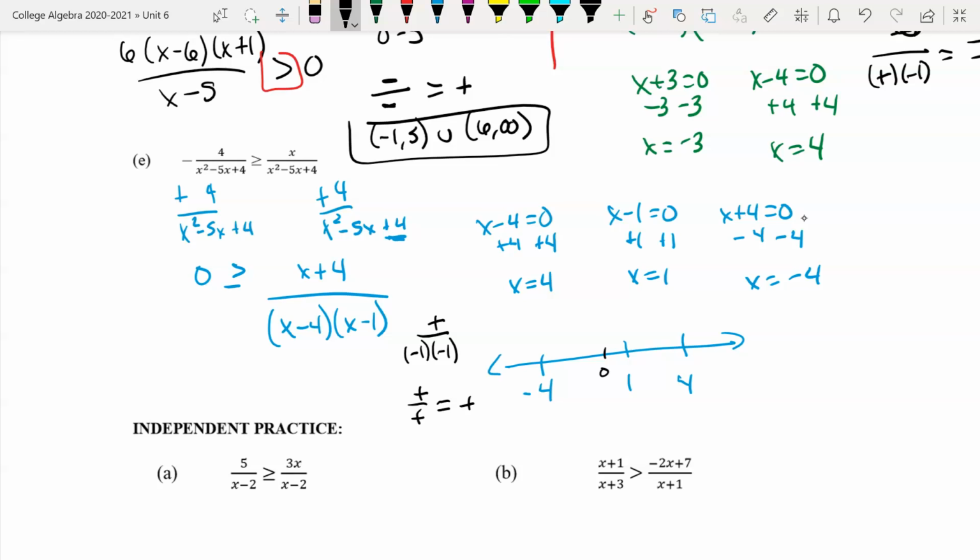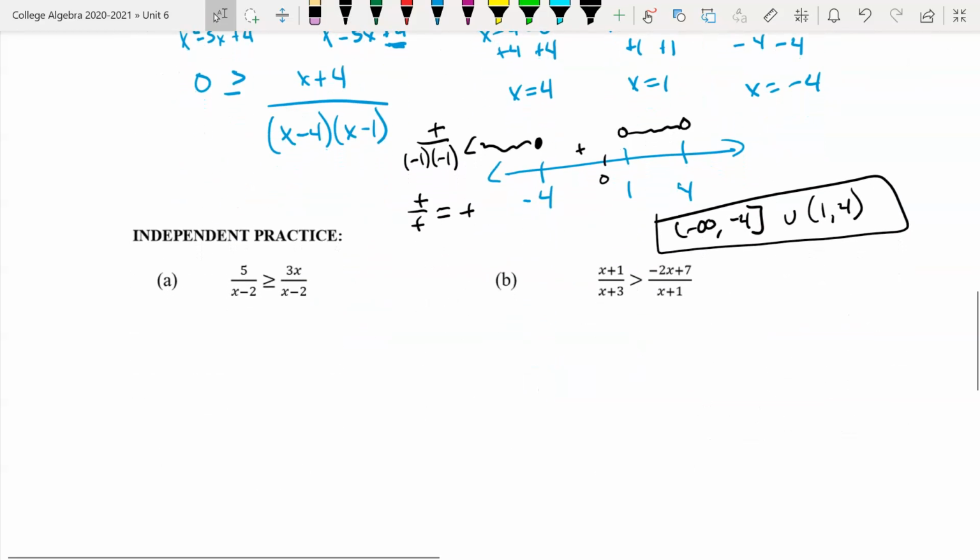So is a positive answer going to be less than or equal to 0? The answer is no. So on this one, again, the bottom's going to be your open circles. The top's going to be a closed circle because it's greater than or equal to. All right, this one was false. So then I want to shade to the left, shade the next section, and then skip the last one. So I would say my answer would be negative infinity to negative 4, union 1, 2, 4.